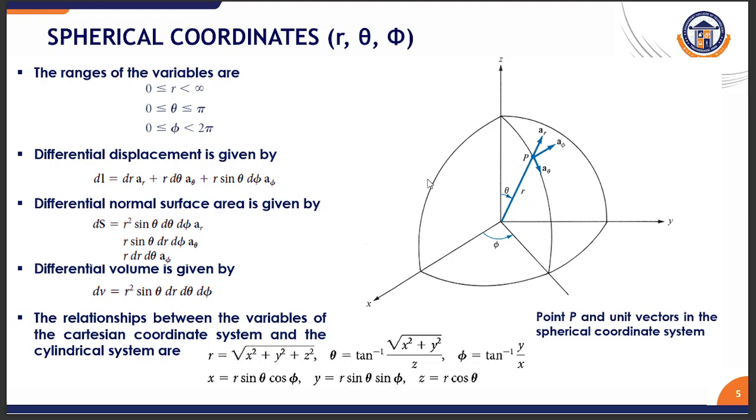The next is the differential volume. This volume element is the product of three differential lengths. So it is defined as dv equals r square sin theta dr d theta d phi.